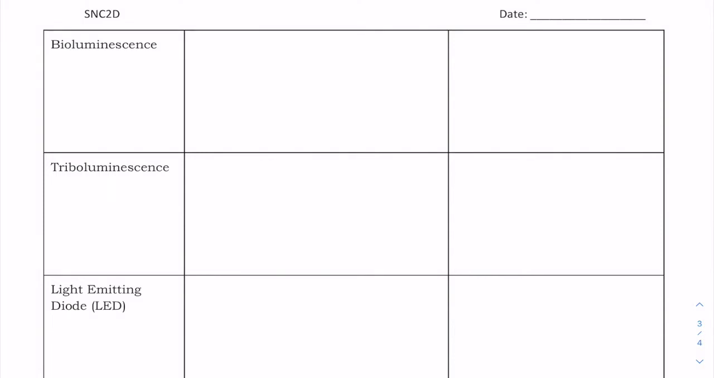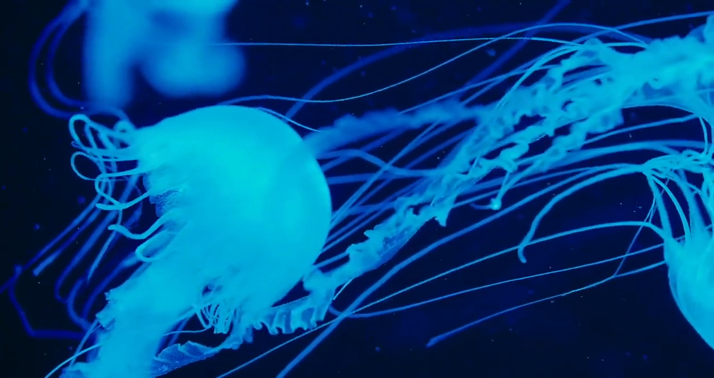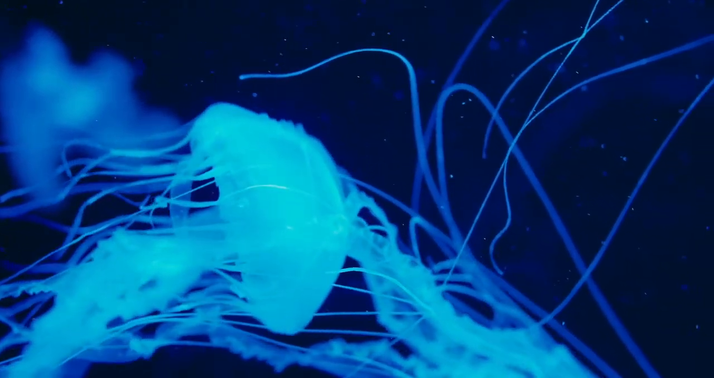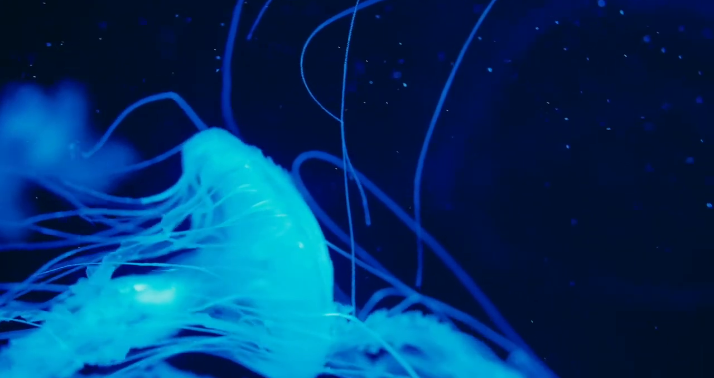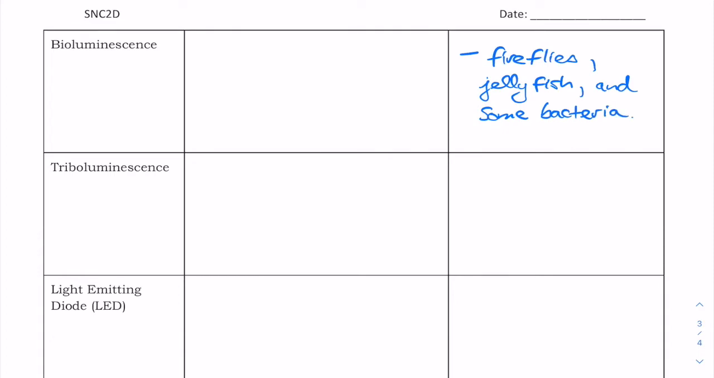Next up, we have the process of bioluminescence. This process occurs in living organisms. For example, fireflies, jellyfish, and even some types of bacteria. In this sense, certain types of living organisms are literally glow in the dark.